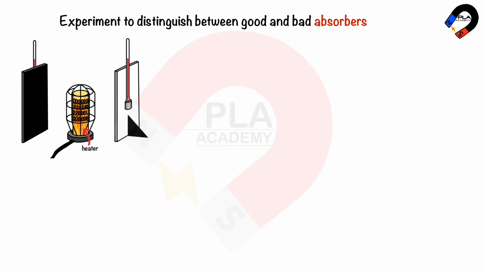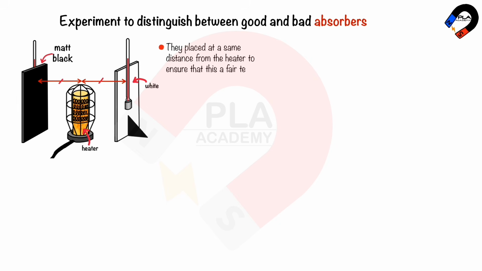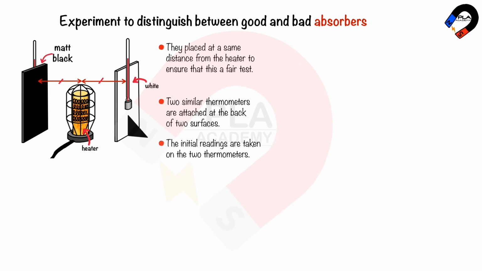An experiment to distinguish between good and bad absorbers of infrared radiation. Set up the experiment as shown. Two metal surfaces are painted matte black and white. They are placed at the same distance from the heater to ensure that this is a fair test. Two similar thermometers are attached at the back of the two surfaces. The initial readings are taken on the two thermometers. The radiant heater is switched on and the temperatures on the two thermometers are recorded after 1 minute.